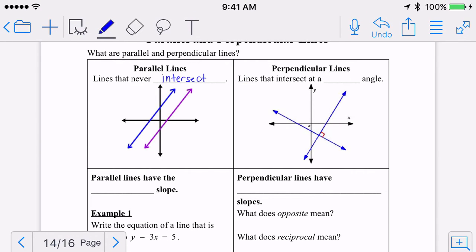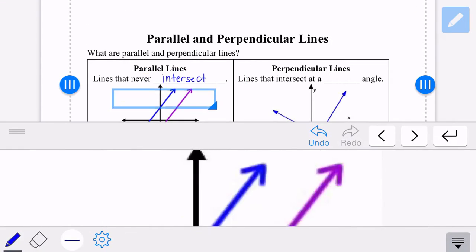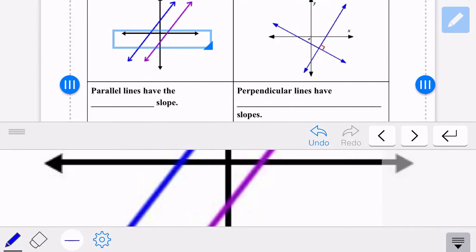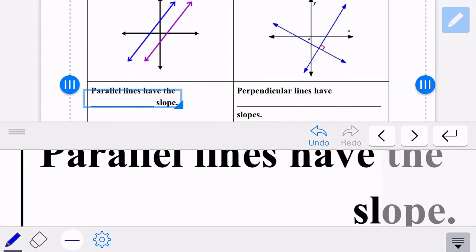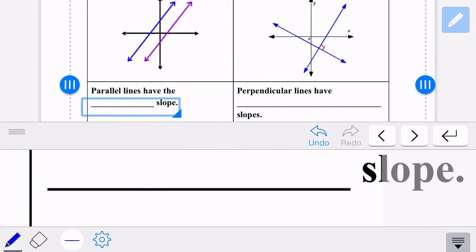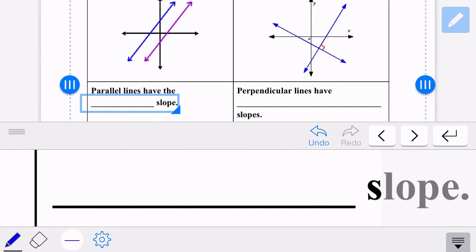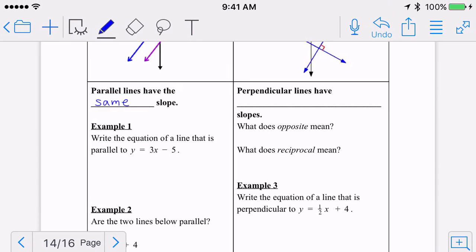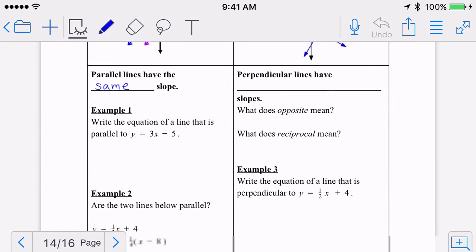So let's stick with the parallel lines for now, the ones that never intersect. Well, they're going to have the same slope. Okay, and you can kind of see it in that picture above there. They're going the same amounts, like up and to the right. So the slope is going to be the same. So let's take a look at some examples of that here.